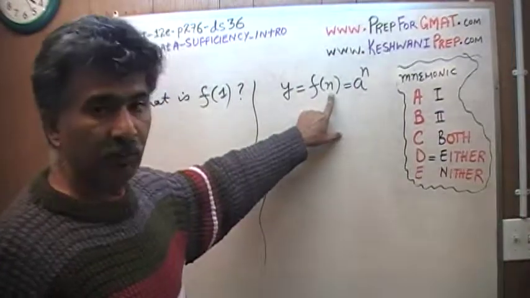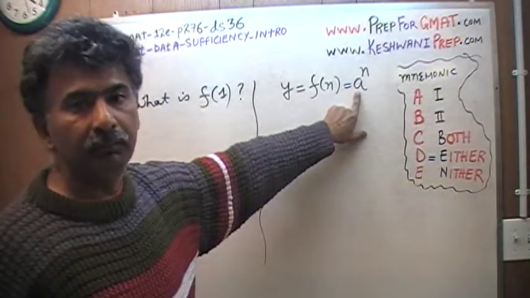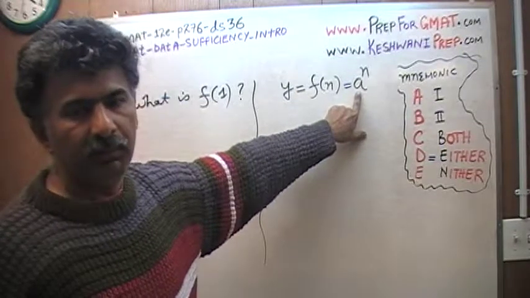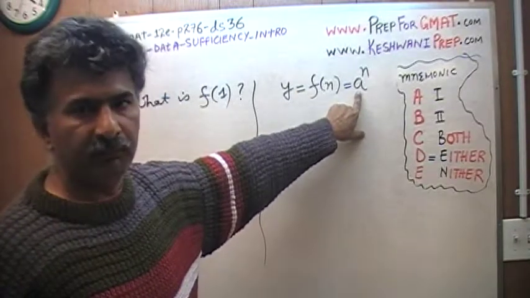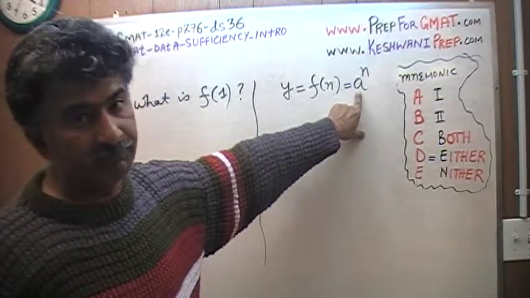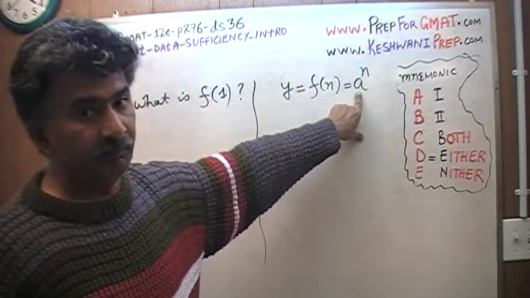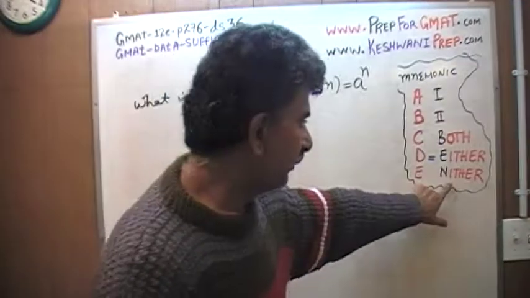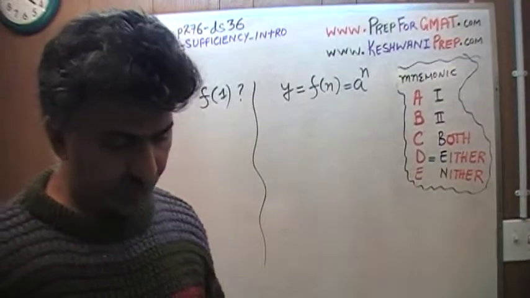But we cannot answer that question until we know what a equals. So one of the two statements hopefully will help us in figuring out what a equals. Either the first statement by itself, or the second statement by itself, or putting the two statements together. Or perhaps neither of them will do any good, in which case the answer would be E. Let's take a look at it.